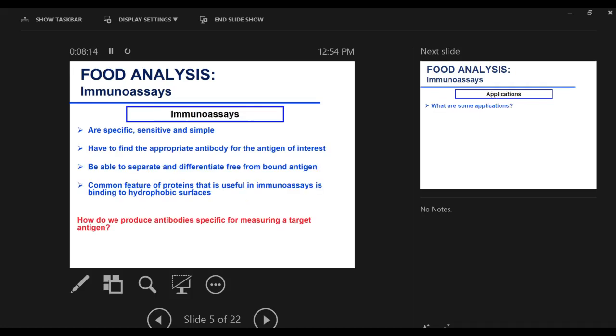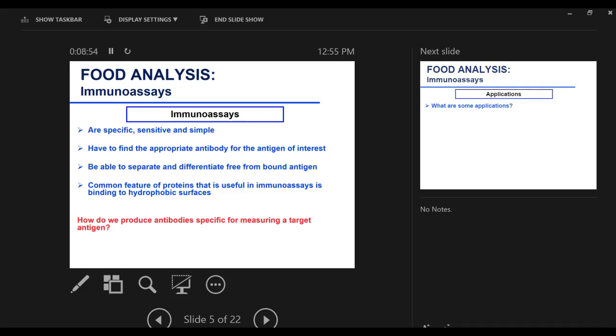So immunoassays are specific, sensitive, and simple. Perfect. Okay? So specific, we know that by definition, specificity means targets one type of analyte, so it has a specificity to a certain antigen. Sensitive, we have low thresholds, so we can determine minute differences between samples, and simple to follow. Many times it's a kit that you purchase, other times it's reagents that you can actually put together easily and run the assay.